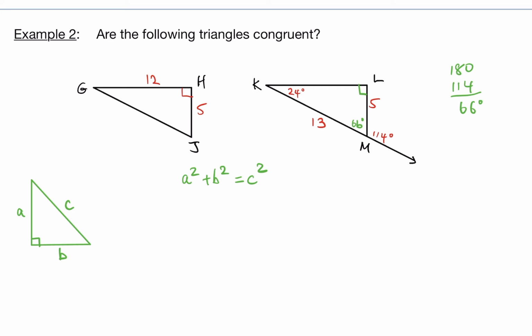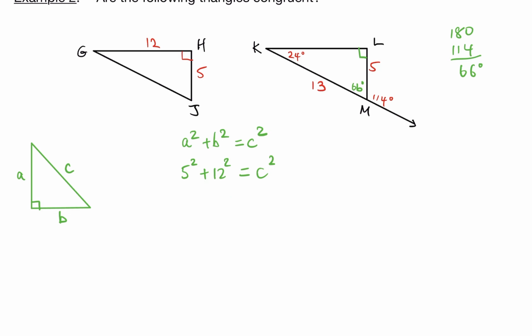Okay, so let's go ahead and plug in these values. We have a leg of 5 and a leg of 12, and it doesn't matter if we substitute A or B for 5 or 12. What does matter is that C represents the hypotenuse. So we plug in 5 for A and 12 for B, and that equals C squared. Solving, we get 25 plus 144 is equal to C squared. We add 25 and 144, we get 169. That's equal to C squared.